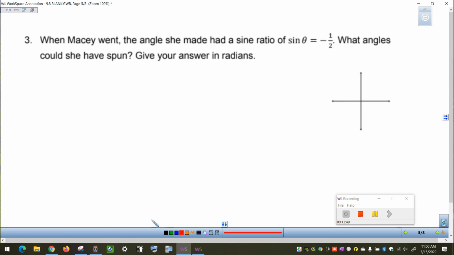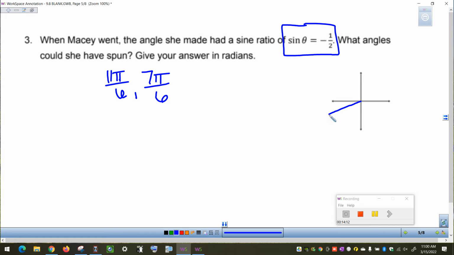Veronica, would you share out what angle answers did you get here? 11 pi over 6 and 7 pi over 6. That's great. And tell us about that. How did you get to those answers? With the cosine and the sine of the x and the y on the surface.